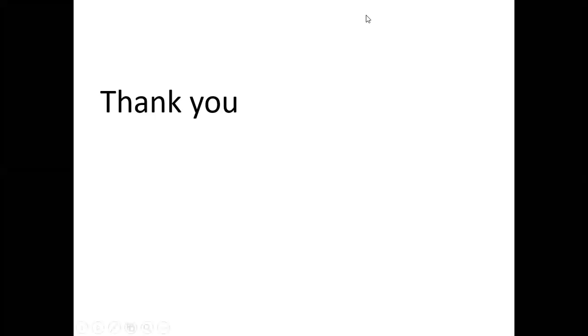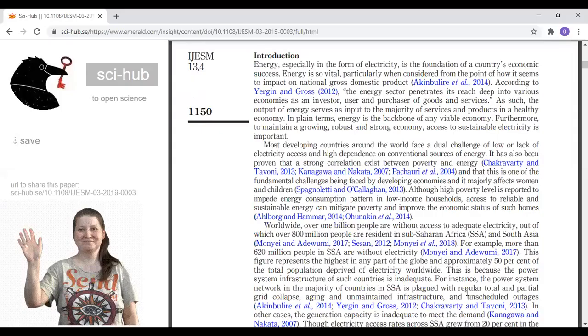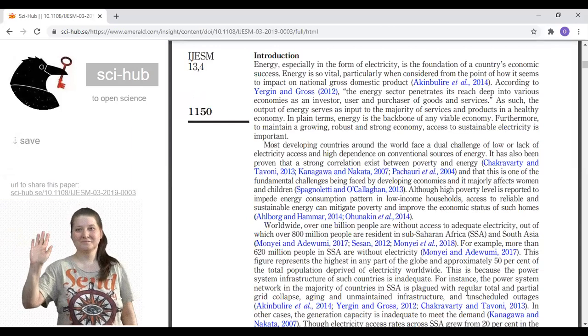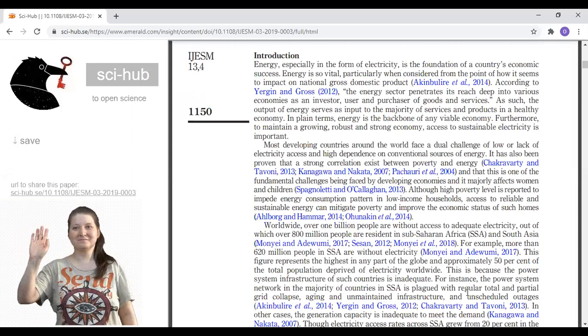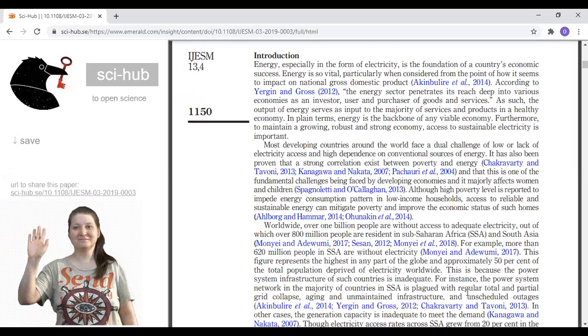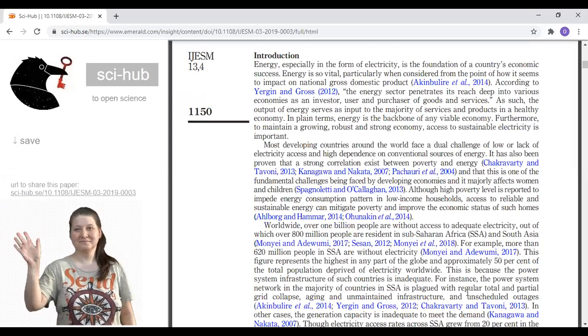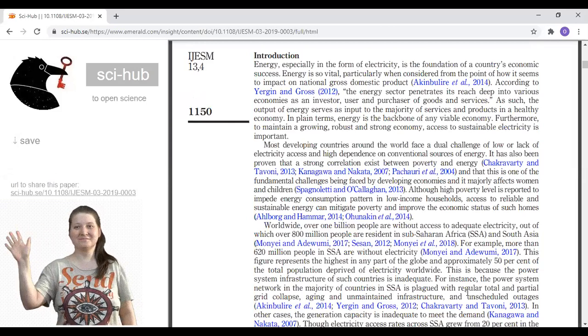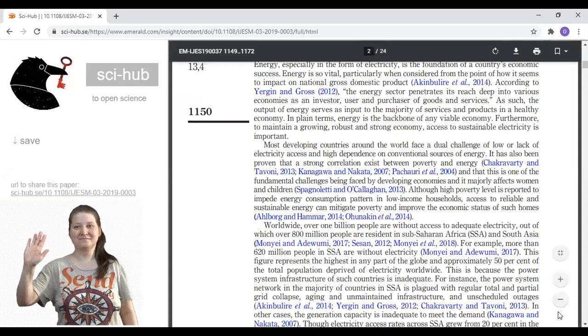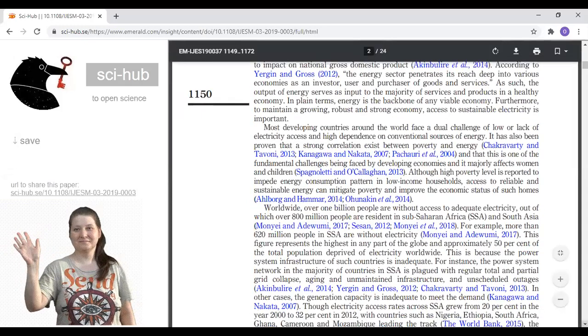I want to share a typical introduction with you. Let me see. Okay. This is a typical introduction on renewable energy for low-income earners. If you look at it, the first paragraph talks about the importance of energy. It talks about what energy is able to do. Then the second paragraph talks about the challenges faced by developing countries in terms of energy.